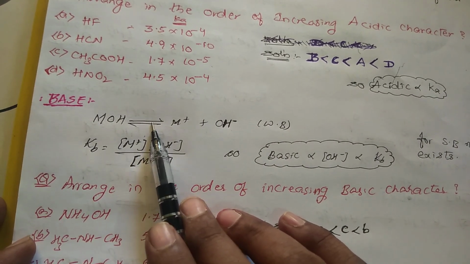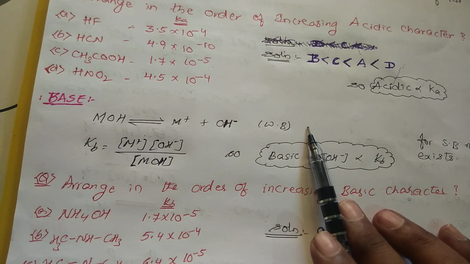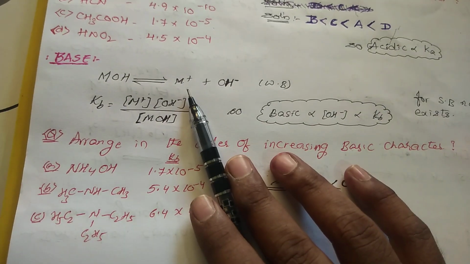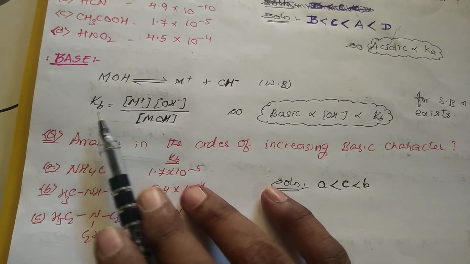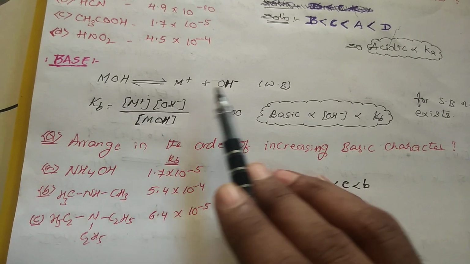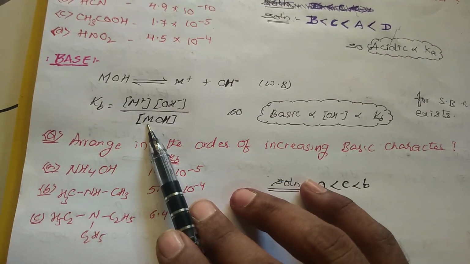So it is a weak base as there is an indication of equilibrium. If there is no equilibrium, it is a unidirectional reaction, and then you can't get the equilibrium constant for the base. So we are taking the weak base. So Kb, or the equilibrium constant, will be the products' concentration, M plus and OH minus, divided by the reactant MOH.